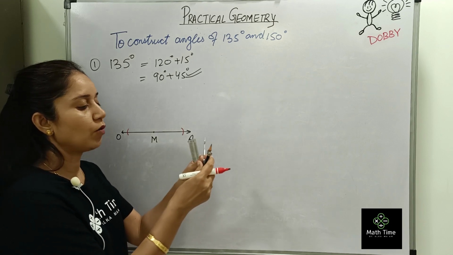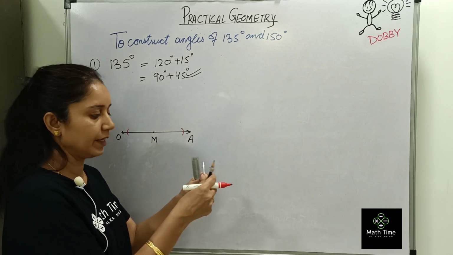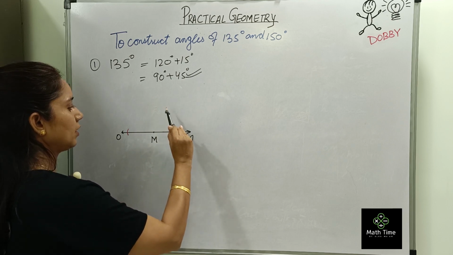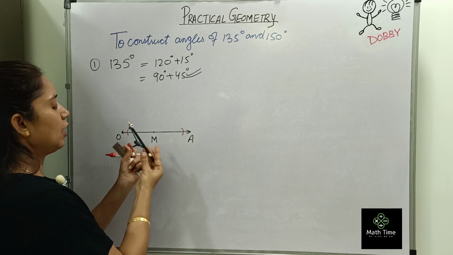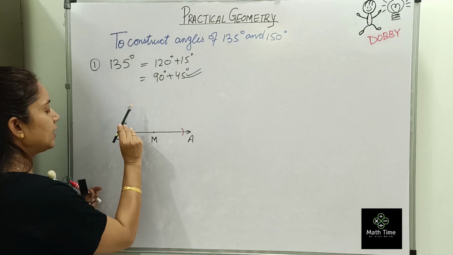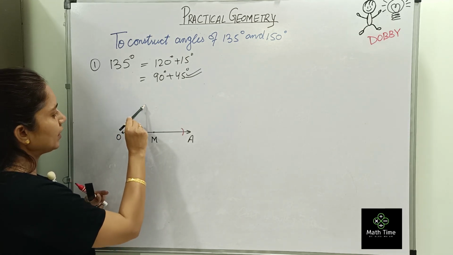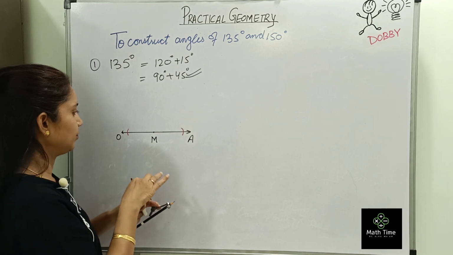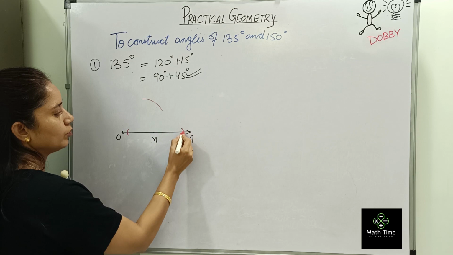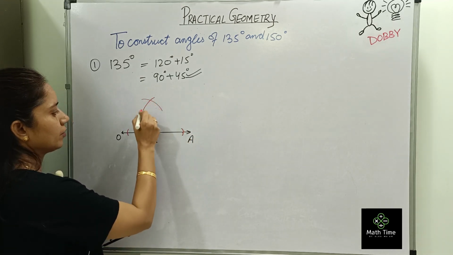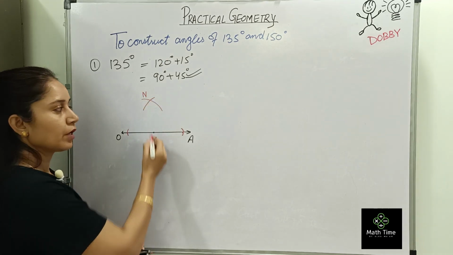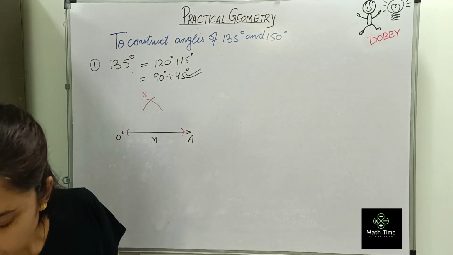Now, open your rounder a little bit more than the previous setting. With A as center, make an arc above the line, wherever it is coming. With O as center also, make an arc above the line on the previous arc. From this point make an arc, from this point also make an arc. Wherever they intersect, let us name it N. Join MN.